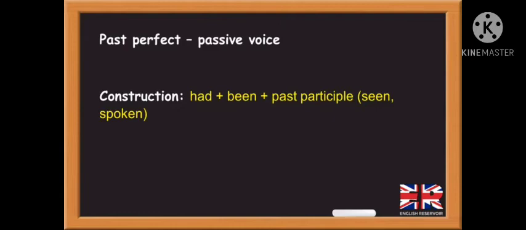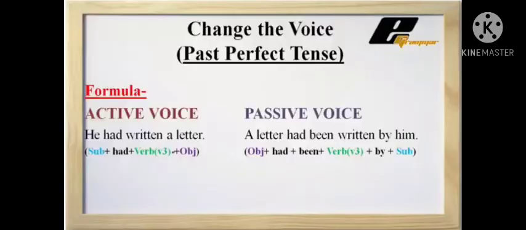Now we can discuss how to make a sentence in past perfect tense passive voice. The sentence structure is this: object of the active voice as subject of the passive voice, then had plus been, followed by past participle form of the verb, that is V3 form of the verb. For examples, he had written a letter, active voice. A letter had been written by him, passive voice.